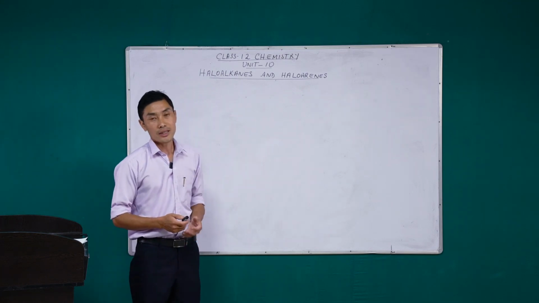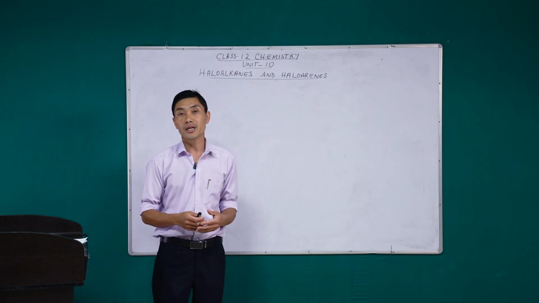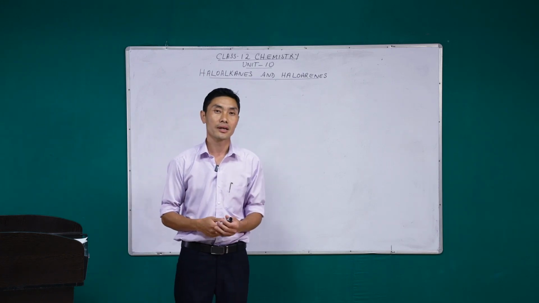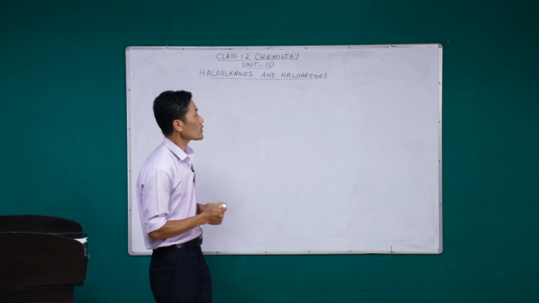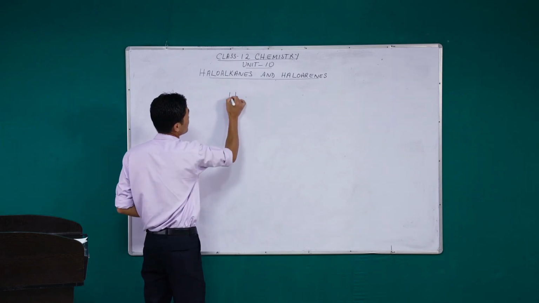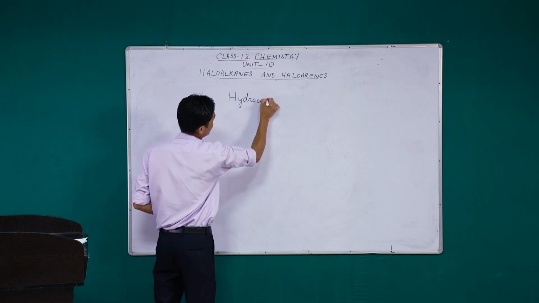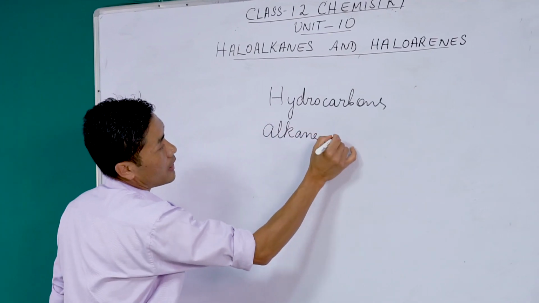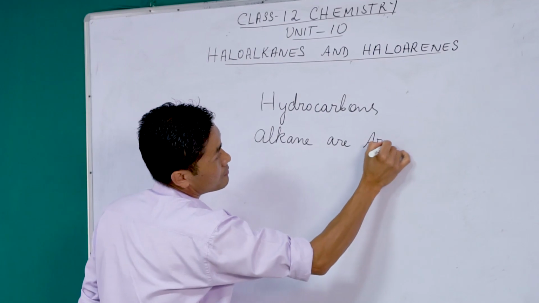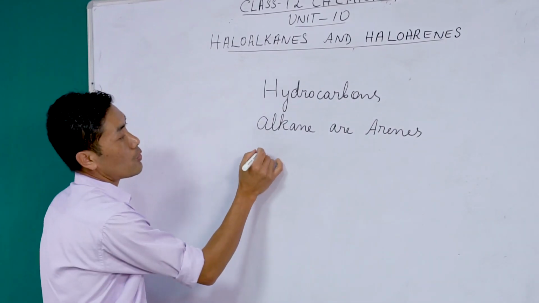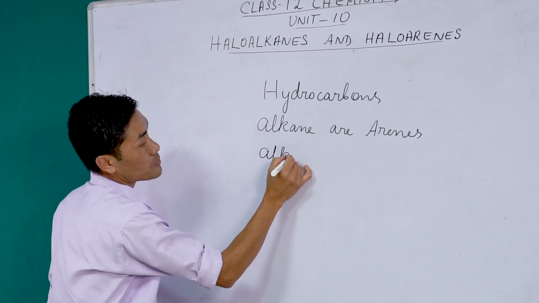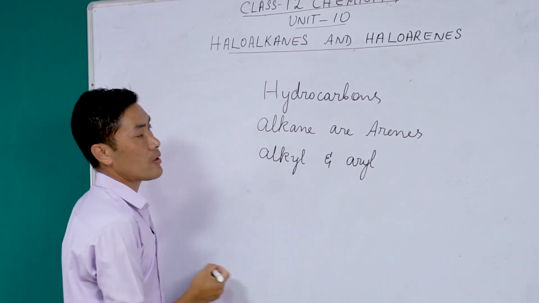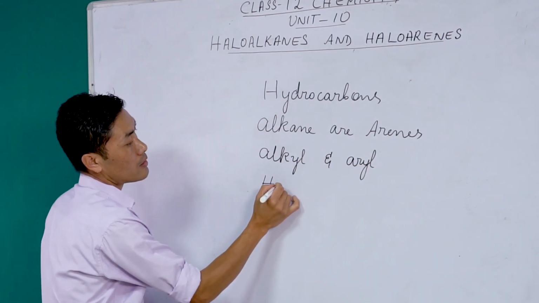Now, for a better understanding of this unit, let us first try to remember some of the things from organic chemistry that we studied in class 11. Like, what are hydrocarbons? And what are alkanes and arenes? Or what are alkyl and aryl groups? Also, what are halogens?